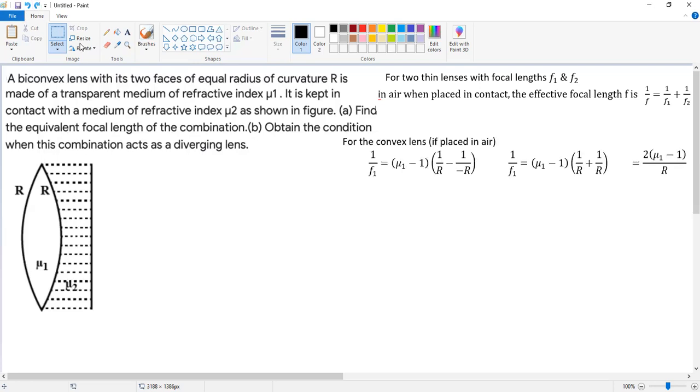So use the lens maker's formula for the convex lens. If it's placed in air, 1 by f1 equals the refractive index of the lens by 1, air or vacuum, minus 1. Both surfaces have the same curvature. R1 is plus R, R2 is minus R. So minus upon minus becomes plus. Finally, we get 2 by R. So 1 by f1 is 2 times mu1 minus 1 by R.